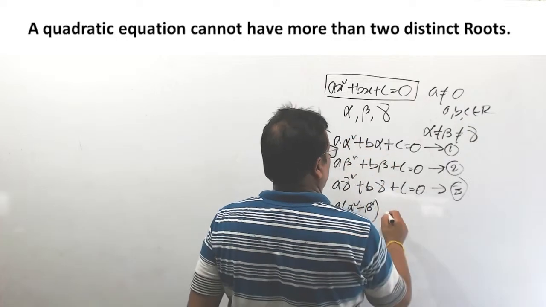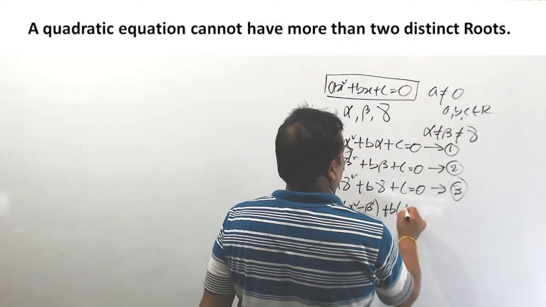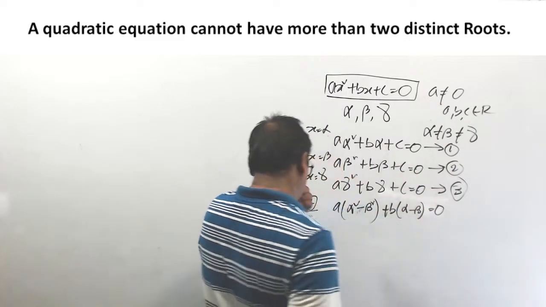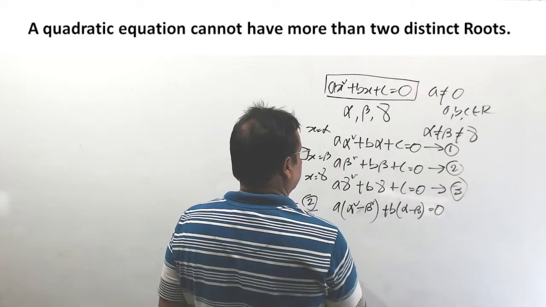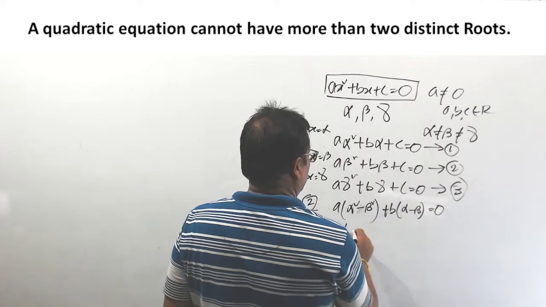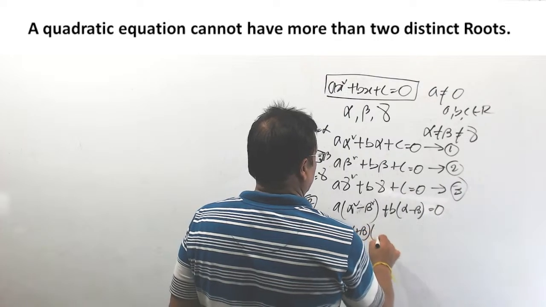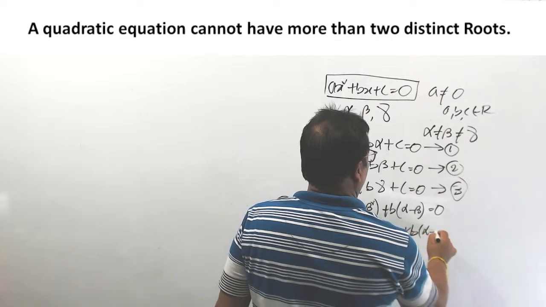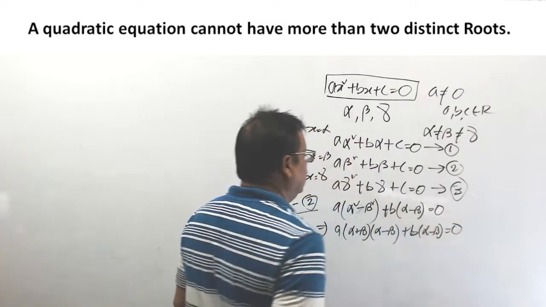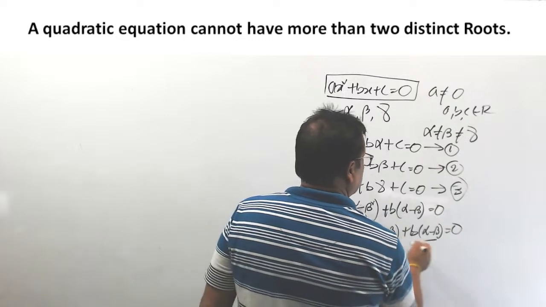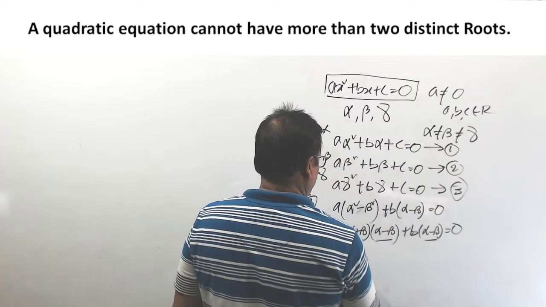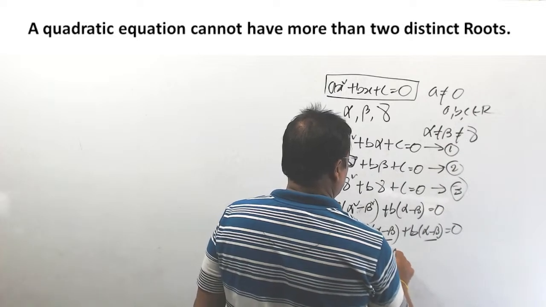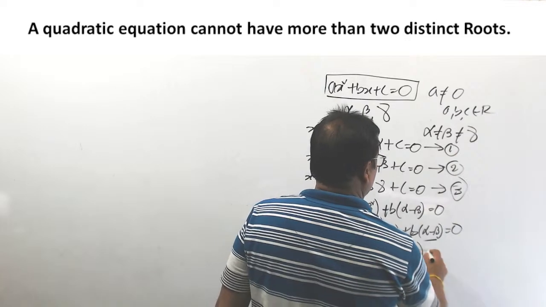Beta square plus, take common b, alpha minus beta, c will be cancelled, equal to 0. Understood? This implies a into (alpha plus beta)(alpha minus beta) plus b into (alpha minus beta) equal to 0. Clear? Take common alpha minus beta. This implies (alpha minus beta) times [a into (alpha plus beta) plus b] equal to 0.